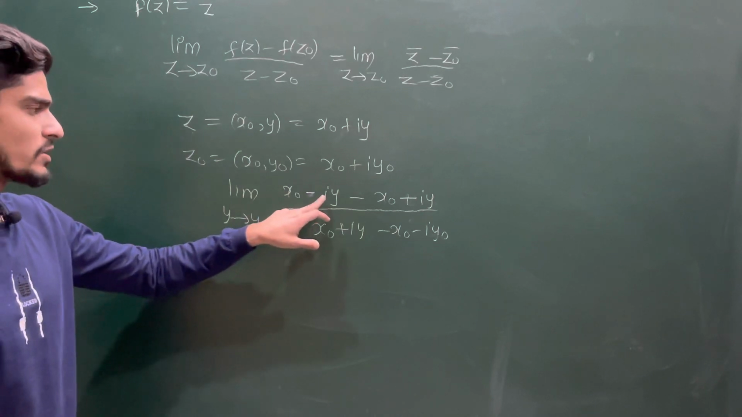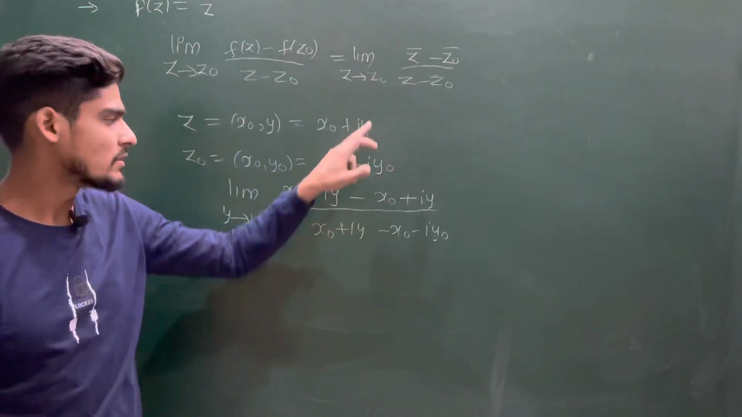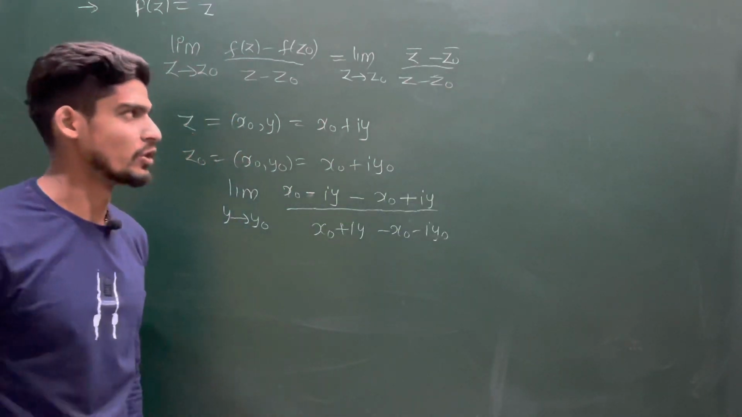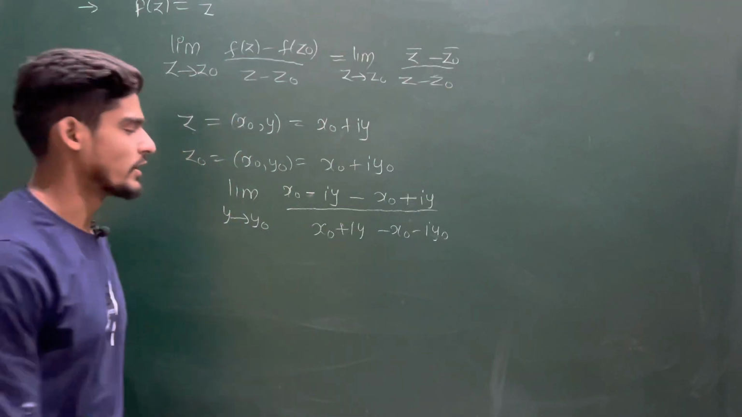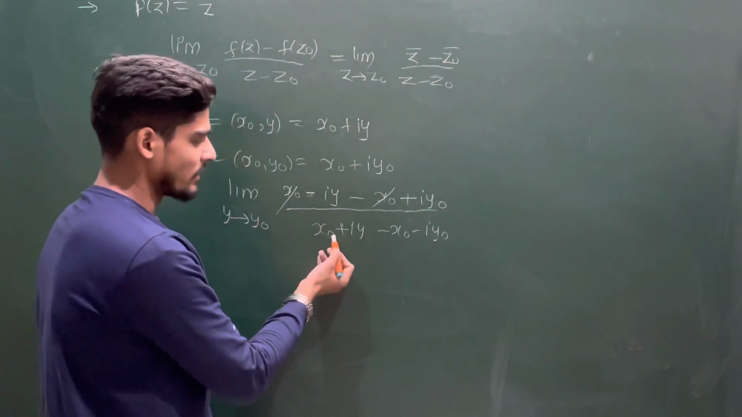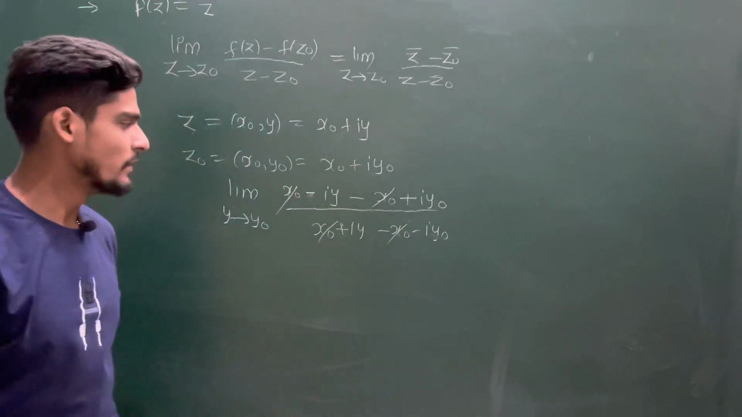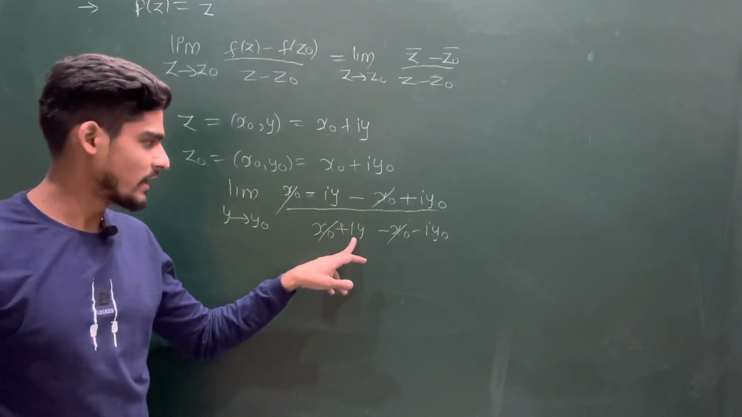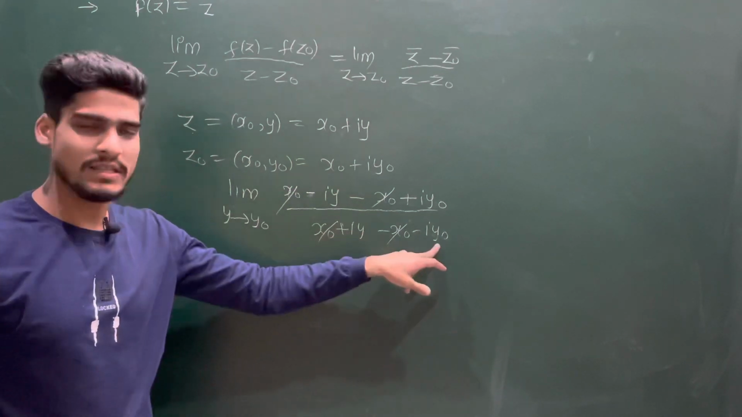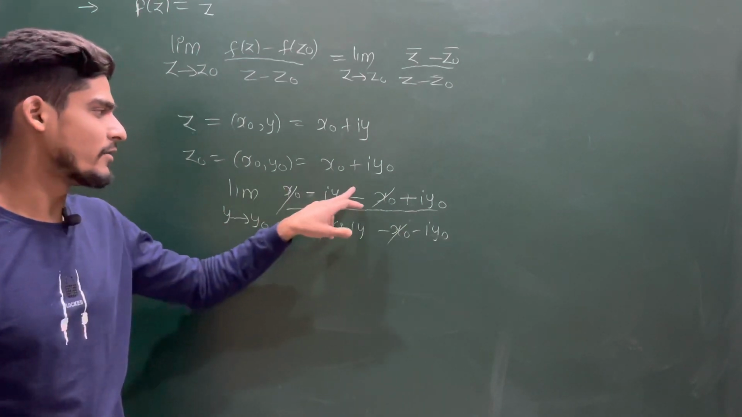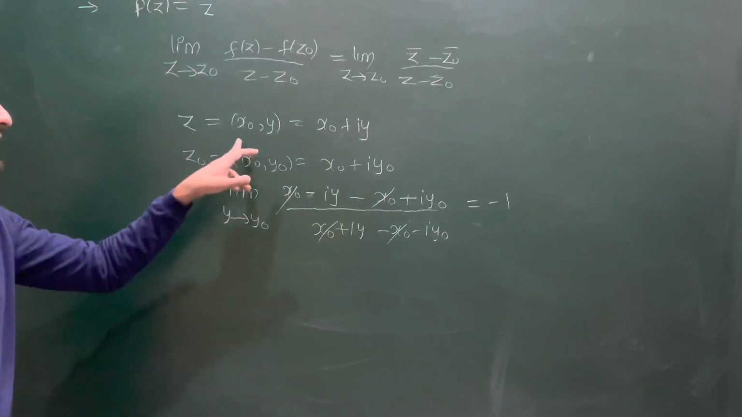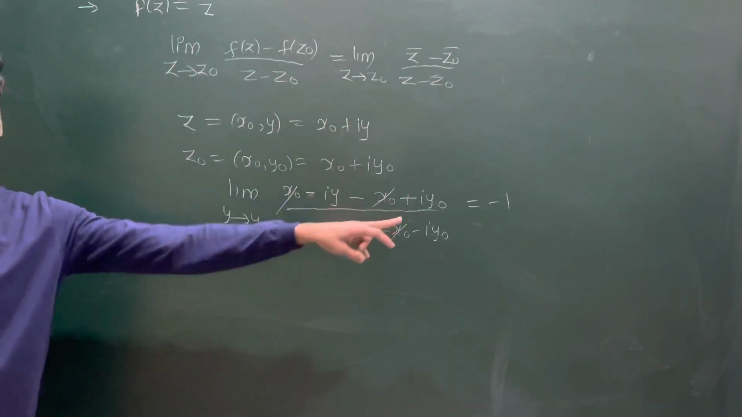This is x naught minus iy, and negative of x naught minus iota y naught. So it is y naught. Now this will get cancelled out. This x naught and x naught will get cancelled out. You can take iota common here, then you will have iy minus iy naught, and here you are having minus iy plus iy naught. So this will give you minus 1. So from this direction you are reaching at minus 1.